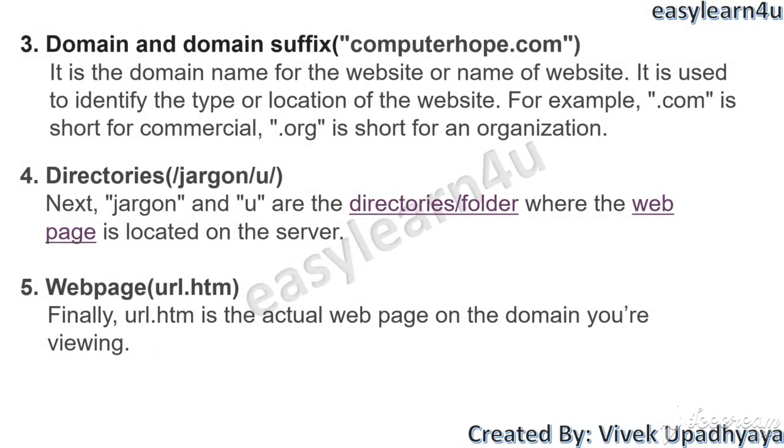Now domain and domain suffix, it is the domain name for the website or the name of the website. It is used to identify the type or location of the website. For example, .com is for commercial and .org for organization. Directories are the folders where your website is stored or located on a web server. And web page is the actual page on the domain you are viewing.